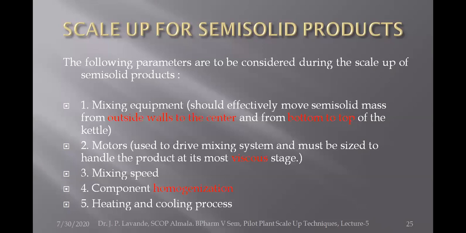These are some 10 to 11, and as you can see on the slide, for semi-solid, first we need to consider the mixing equipment. The mixing equipment should effectively move the semi-solid mass from the outside wall to the center and from the bottom to the top of the kettle, because the nature is semi-solid. It is difficult to handle. It is highly viscous, so it is important that it should be moved properly.